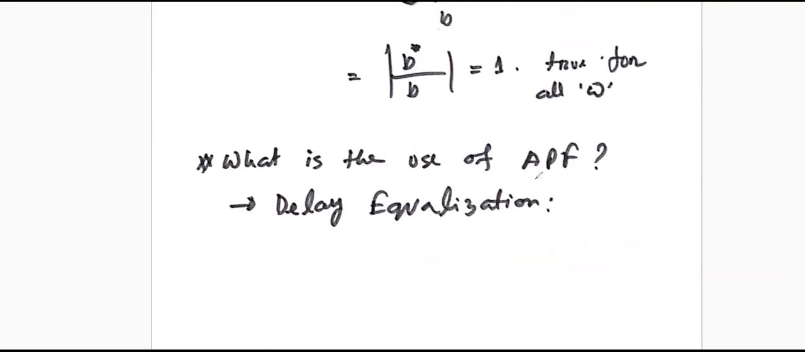What is the use of the all pass filter? By this time, you have a clear idea of the purpose of using the all pass filter. The main purpose of the all pass filter is to control the delay of different frequency components, so make the phase response linear, or in other words, make the group delay constant. In much literature, people say that delay equalization is the main purpose of the all pass filter. However, you already know what it means and how you can implement the all pass filter.